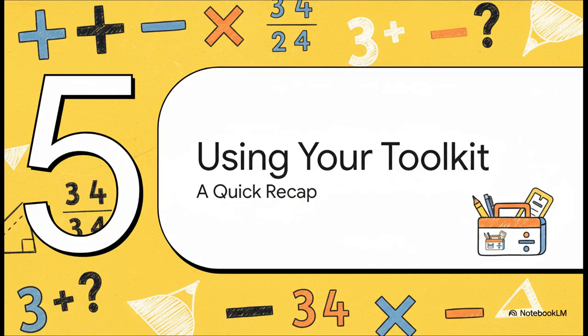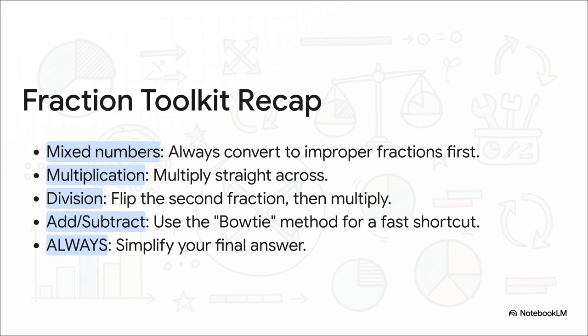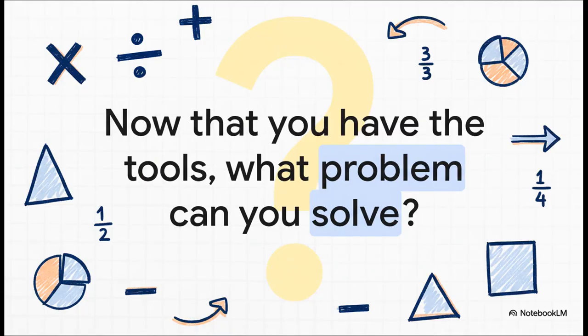And that's it. You have just put together a complete fraction toolkit in like 5 minutes. Let's do a super quick review of everything we just packed in there. So here's your toolkit. 1, if you see a mixed number, always convert it first. 2, for multiplication, just go straight across. 3, for division, remember to keep, change, flip, then multiply. 4, for adding and subtracting, the bow tie is your best friend. And finally, no matter what you do, always, always simplify your final answer. You now have a clear, fast, and super effective set of tools to solve pretty much any fraction problem you'll ever see. So the only question left is, what are you going to solve with them?